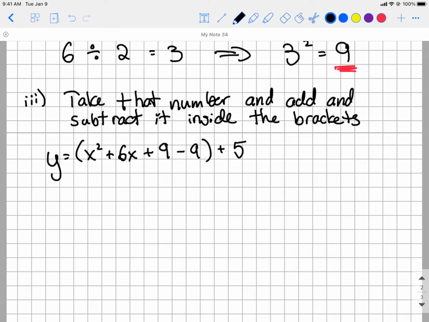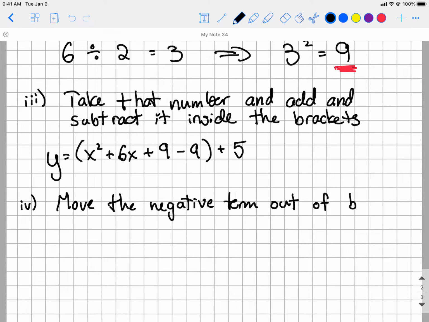Now that we've done that, the most complicated stuff is actually over. So now we're going to take the negative term and move it out of the brackets. You might be wondering why we didn't just put it outside of the brackets in the first place. There is a reason, and it'll make more sense once you watch the next video.